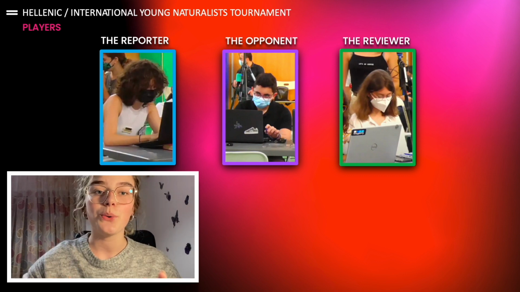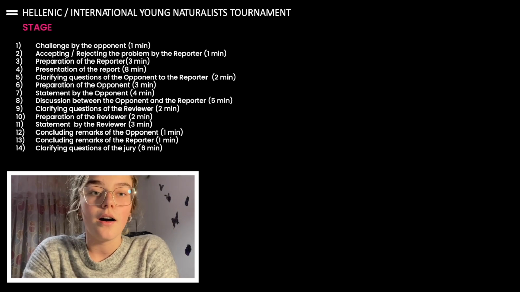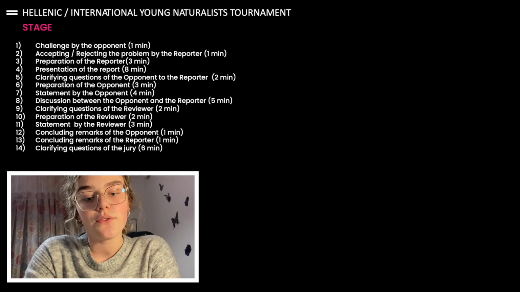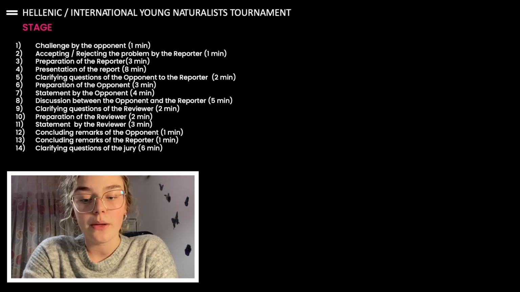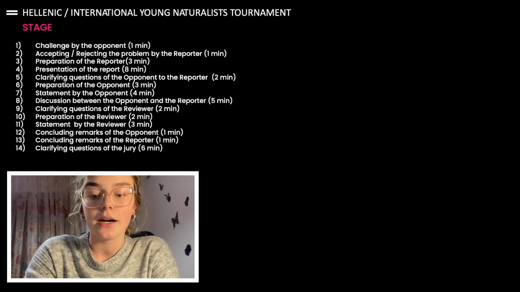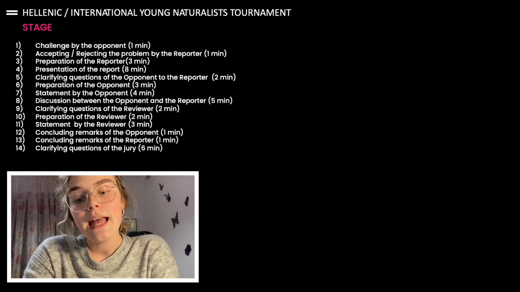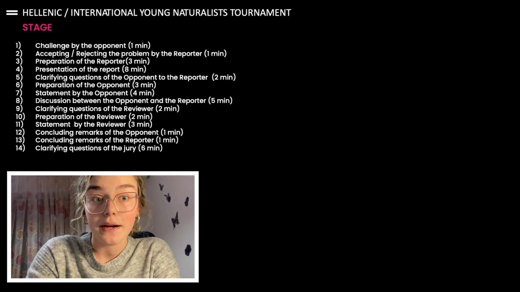In the previous lesson, we saw the interactions between the reporter, the opponent, and the reviewer, but let me remind you what a stage looks like. Firstly, we have the challenge by the opponent, then we have the acceptance or rejection of the problem by the reporter, then we have the preparation of the reporter, the presentation of the report, clarifying questions of the opponent to the reporter, preparation of the opponent, statement by the opponent, discussion between the opponent and the reporter, clarifying questions by the reviewer, preparation of the reviewer, statement by the reviewer, concluding remarks by the opponent, concluding remarks by the reporter, and clarifying questions of the jury.